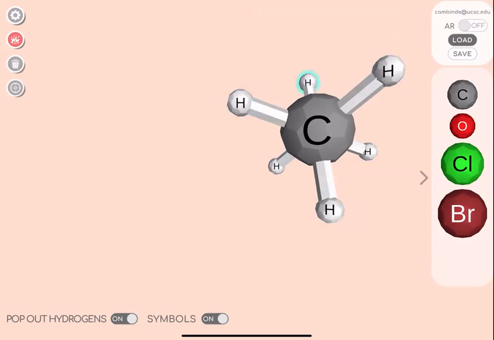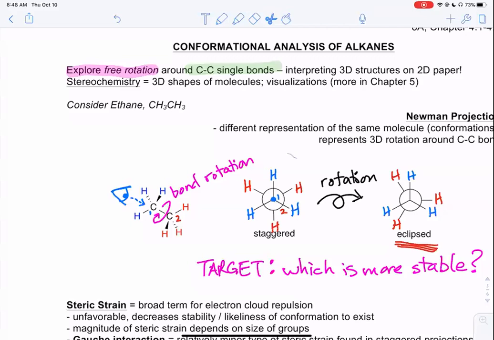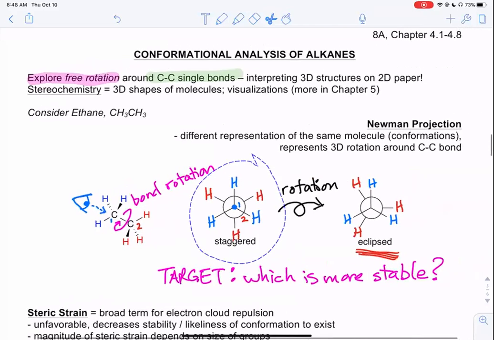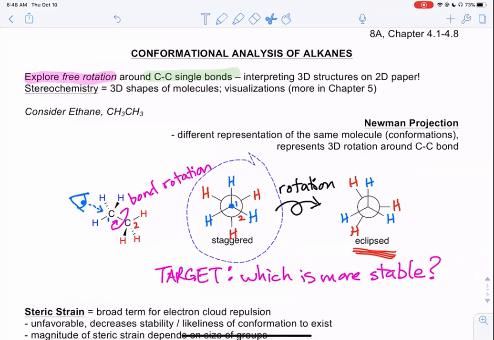So this is going to be where the molecule spends most of its time, because those hydrogens are all spread out. So that's one. Let me just skip back so you can see how we draw that on paper. This is the staggered conformation, which we draw as a Newman projection. If we were to rotate around that bond, we get to an eclipsed conformation. So let's take a look at that.